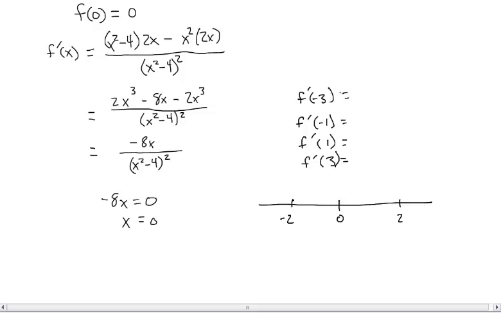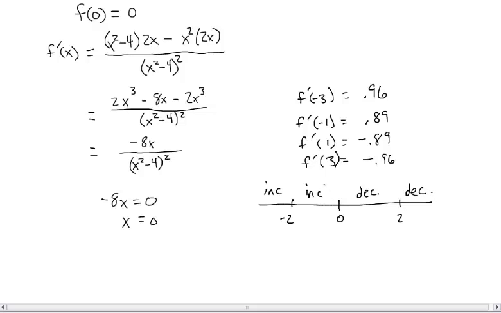F prime of -3 is 0.96. F prime of -1 is 0.89. F prime of 1 is -0.89. And f prime of 3 is -0.96. So in our first interval, our number is positive, so we're increasing. In the second interval, we're also increasing. In the third interval, we're negative, so we're decreasing. And in the last interval, we're also negative and we're decreasing.